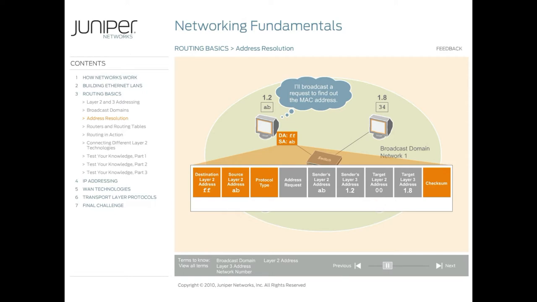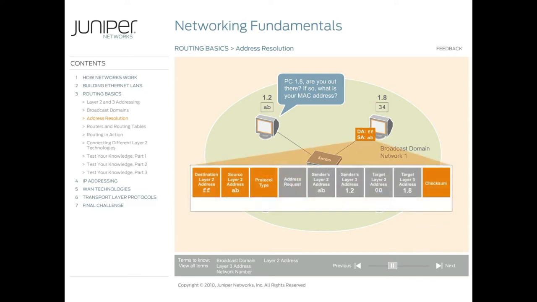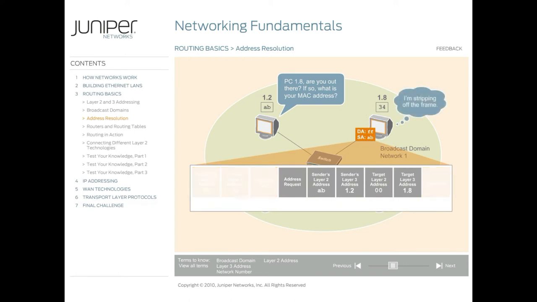This broadcast is like yelling so that everyone can hear you. PC 1.8, are you out there? If so, what is your MAC address? All devices in the broadcast domain receive the broadcast frame and look to see if the request contains their Layer 3 address. Only the PC with the specific Layer 3 address in the request will respond. All the other PCs will ignore the request. In this case, PC 1.8 inspects the request and sees that it is the intended recipient.